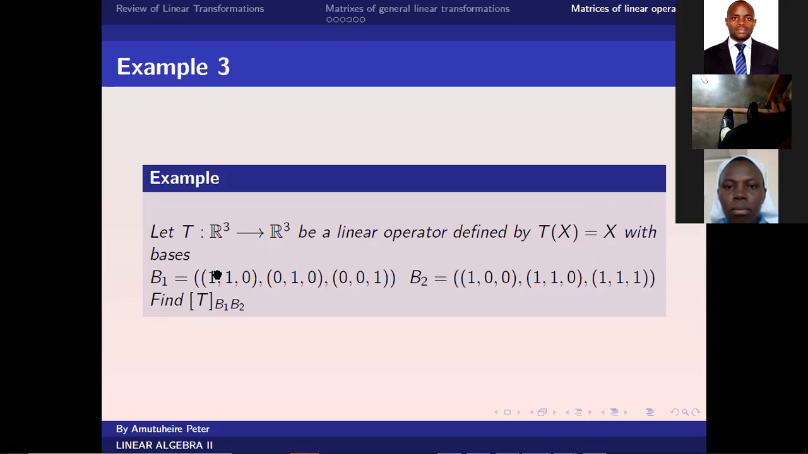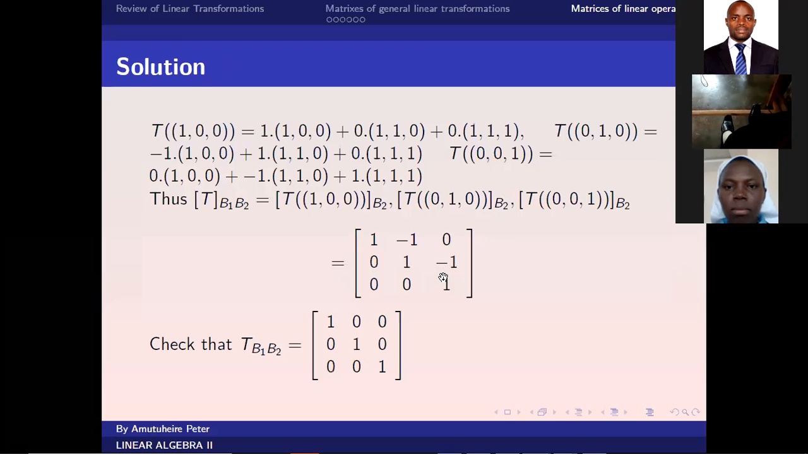So for R3, we have different bases. The first, B1, is the basis of the domain space. Then B2 is the basis for the codomain space. So we want to find the matrix representation of T, which is with respect to B1, B2 now. So this is what we do. We transform the basis elements.